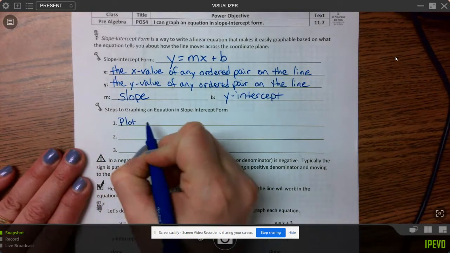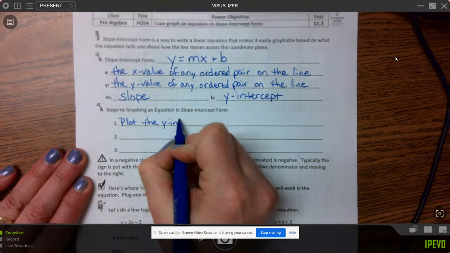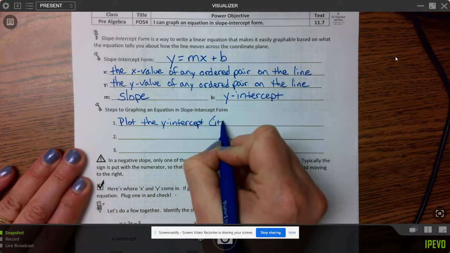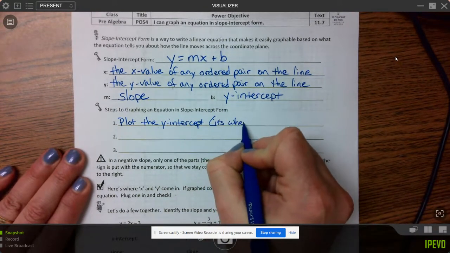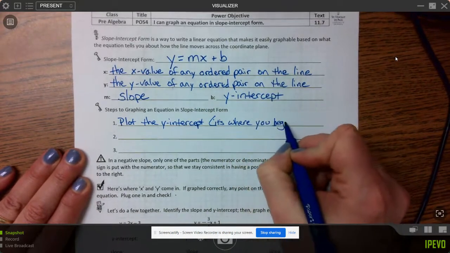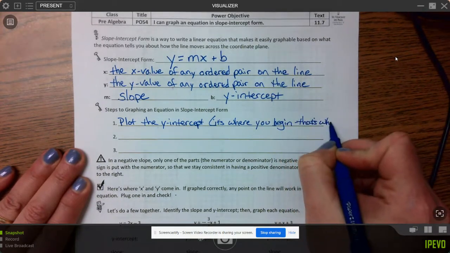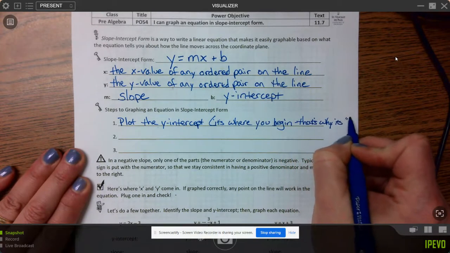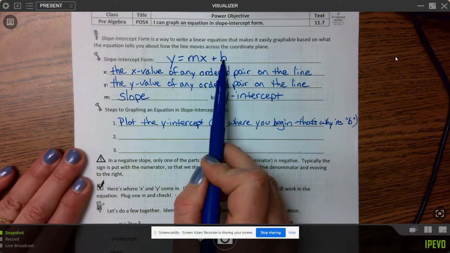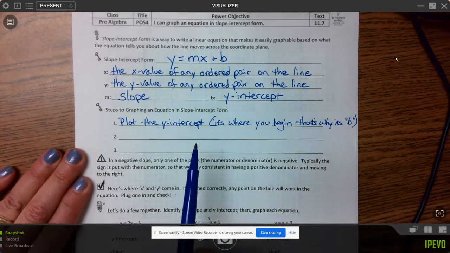Our first step is we're going to plot the y-intercept. It's where you begin. That's why it's the B, because we're beginning with the y-intercept. That we know how to graph easily. We begin our line with that.